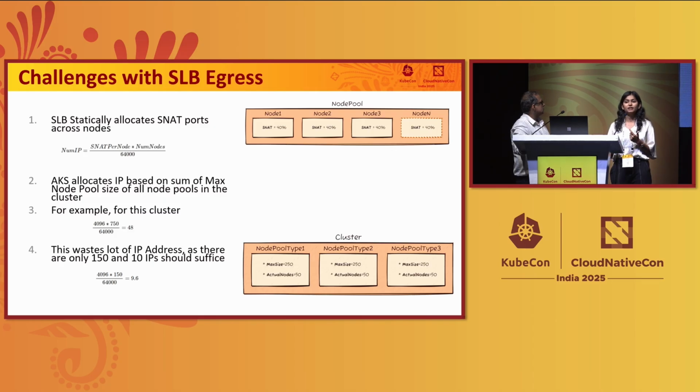This means as the cluster auto scales, the number of IPs required increases. And that's exactly what we want to solve here, because IPs are a constrained resource in a region. And this is our main challenge.